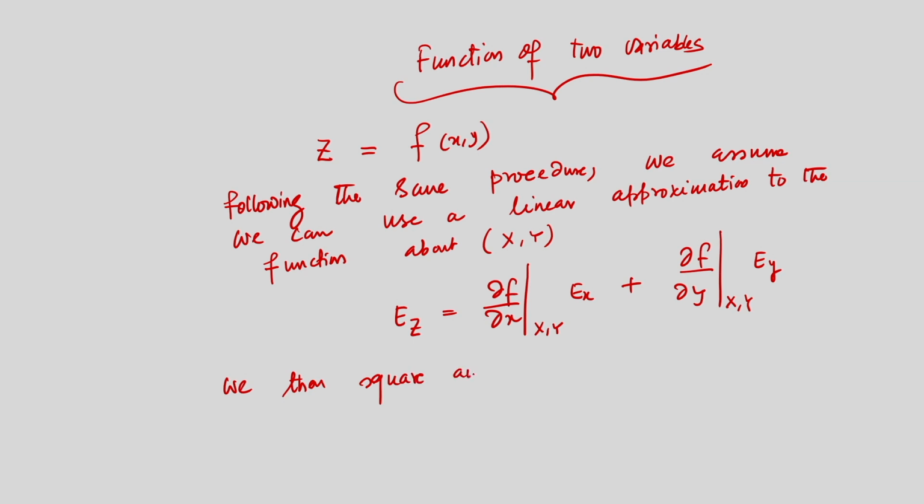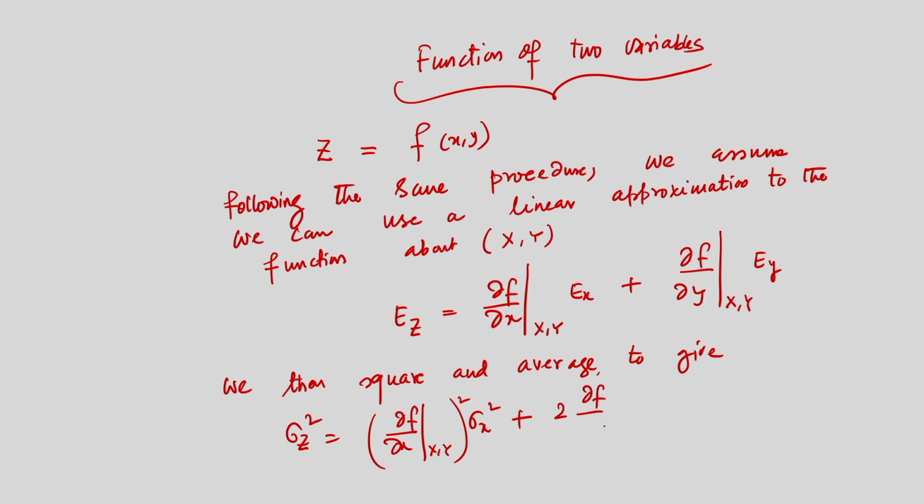square and average to give sigma z square equal to del f del x at x y square sigma x square plus 2 del f del x at x y del f del y at x y E x E y plus del f del y at x y square sigma y square.